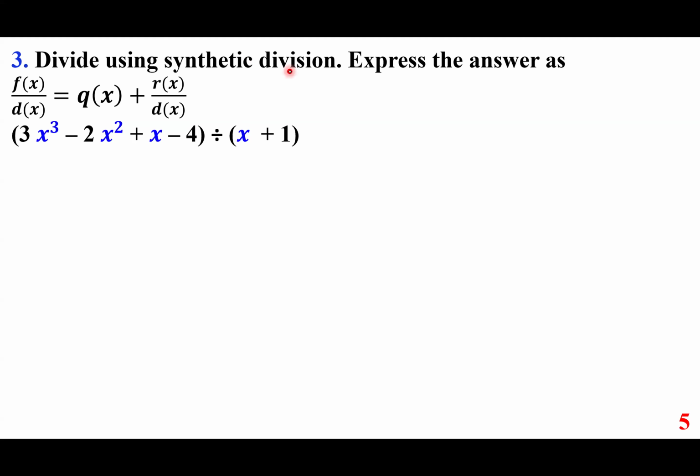Divide using synthetic division, express the answer as f of x over d of x equals q of x plus r of x over d of x. So we are going to divide 3x cubed minus 2x squared plus x minus 4 by x plus b.